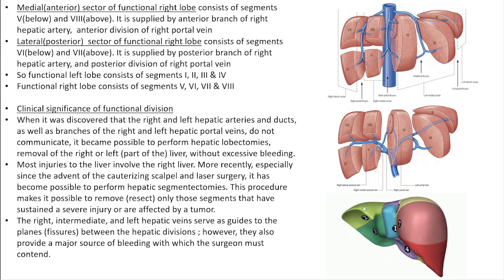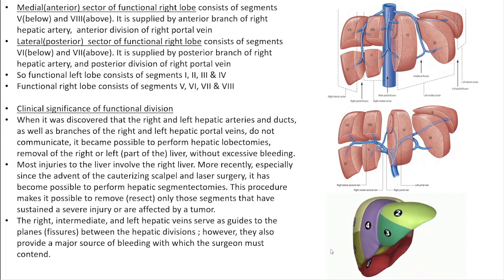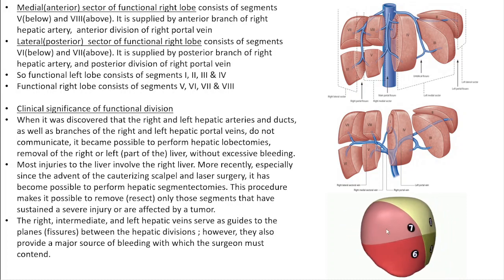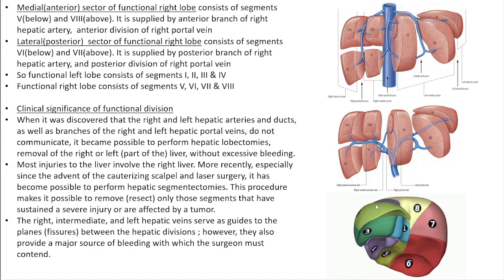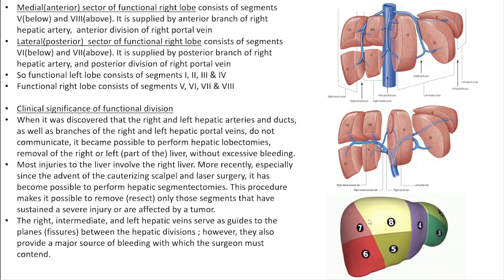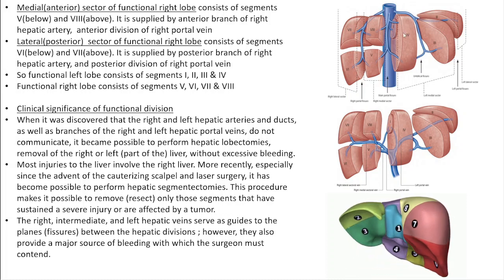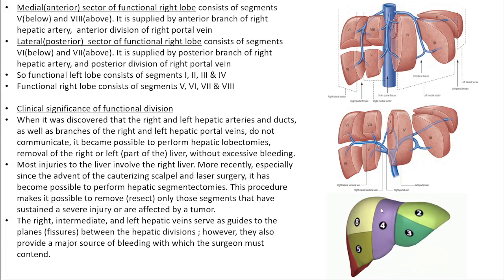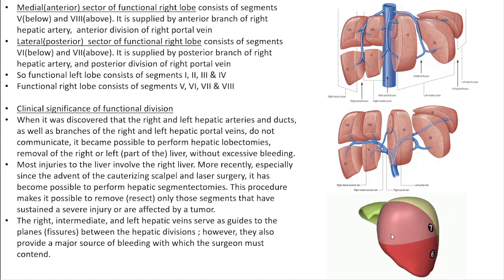Now this is a rotating animation. Here you can see that 5 and 8 form the anterior or medial part of the right lobe, whereas 6 and 7 form the lateral and posterior part of the right lobe. Segment 2 and 3, here segment 2 forms the lateral most part of the left lobe. 1, 3 and 4, 1 is formed by the caudate lobe, which we will see on the posterior surface. 4 forms this area between the attachment of the falciform ligament and Cantlie's line. It is lying on the anterior surface also and on the inferior surface also. So segment 4 lies on the anterior surface and also on the inferior surface. Its posterior part is formed by segment 1.